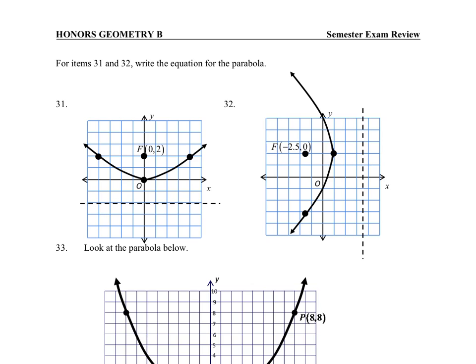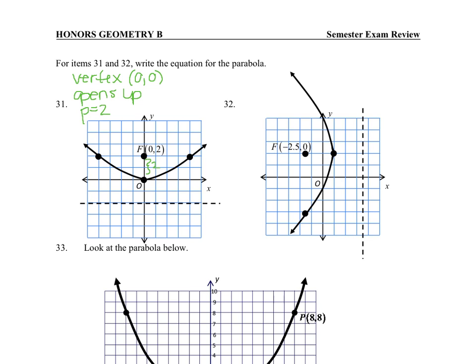For items 31 and 32, write the equation for the parabola. Well, when I look at the parabola for 31, I can see that my vertex is at 0, 0. I can see that it opens up. And I can see that my distance from my vertex to my focus is 2. So this tells me that p equals 2.